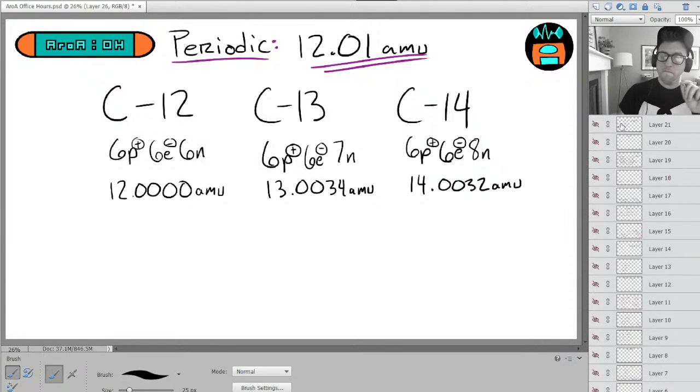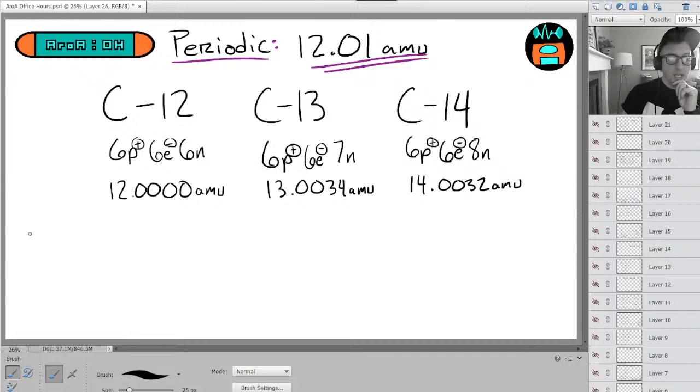What's going on here? And the thing is, the atomic mass presented on the periodic table is an average, but it's not a straight average. It's something known as a weighted average. Now, a straight average is what we did. If we add these 3 together, divide by 3, that's a straight average. And the assumption behind a straight average is that the 3 things that you're averaging are present in equal quantities. And for isotopes, they almost never are.